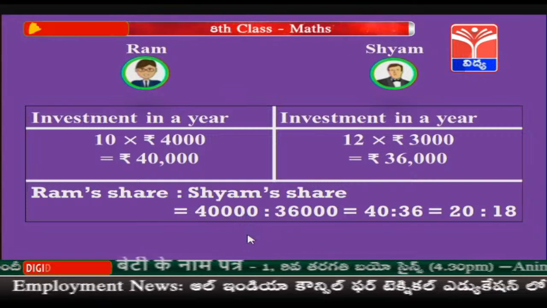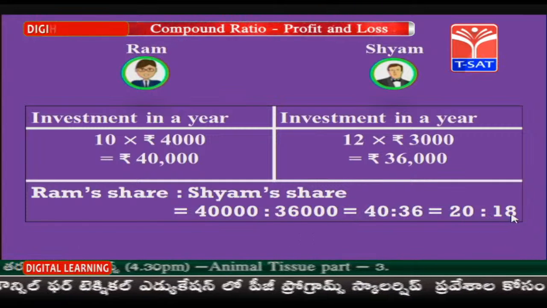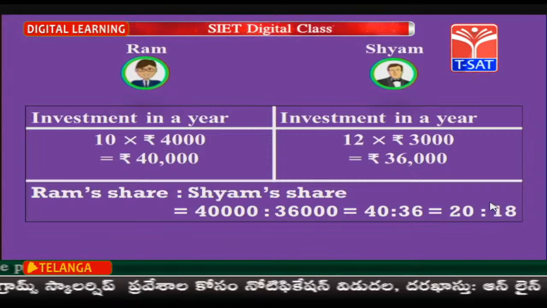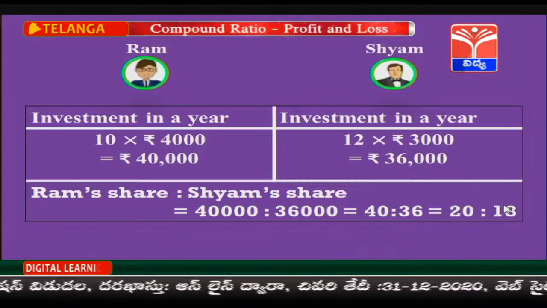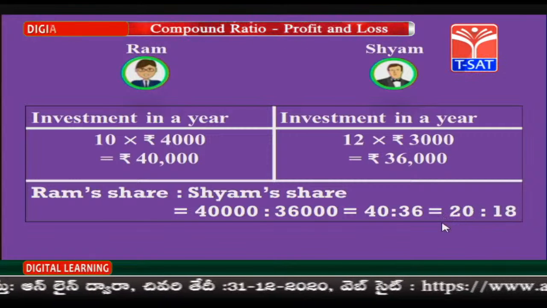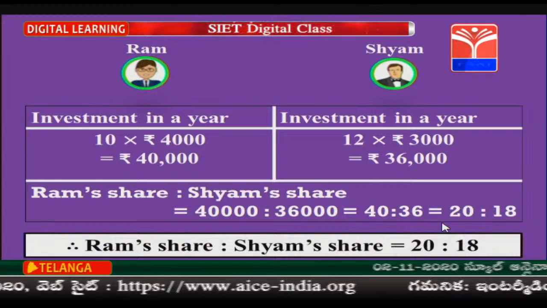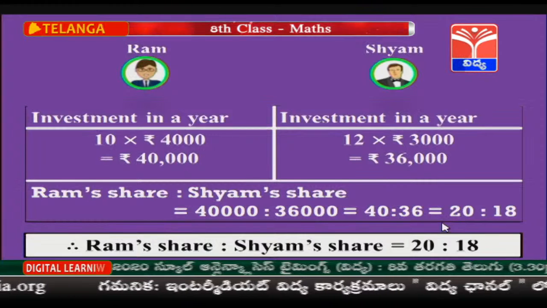Writing this as 40,000 by 36,000 and simplifying, we get it as 20 is to 18. We can further simplify this 20 is to 18, but let us retain this as 20 is to 18. I will tell you, children, why we have retained like this. So, we can say Ram's share is to Shyam's share is 20 is to 18.